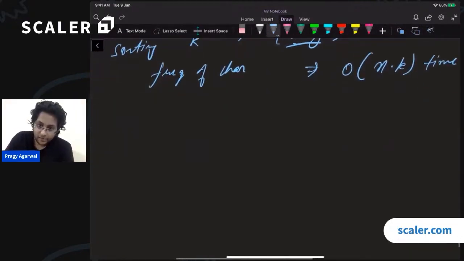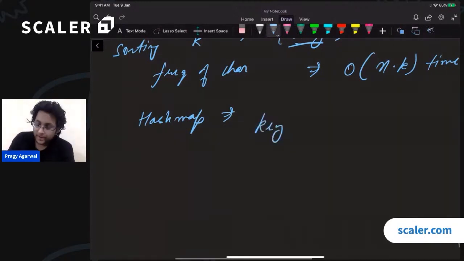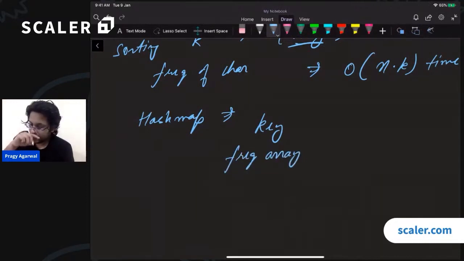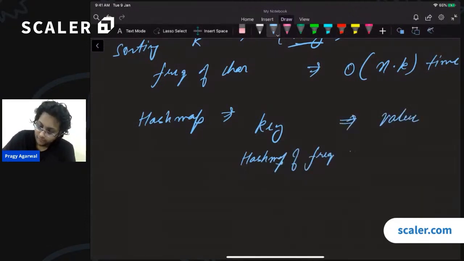And then what will our hash map look like? Our hash map will have to store, what? The key will be the frequency array, the frequency array of characters. So the key will itself be a hash map, or basically a frozen map, a hash map of character frequencies, and the corresponding value will once again be a list of indices.